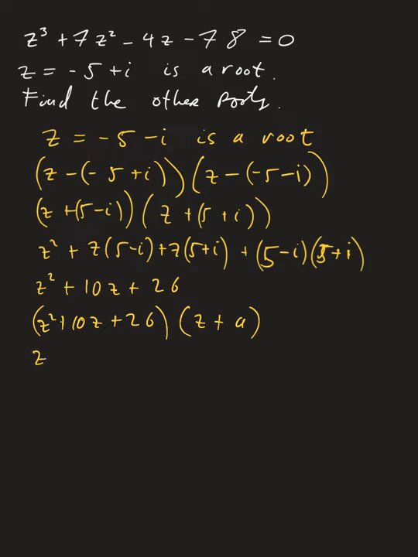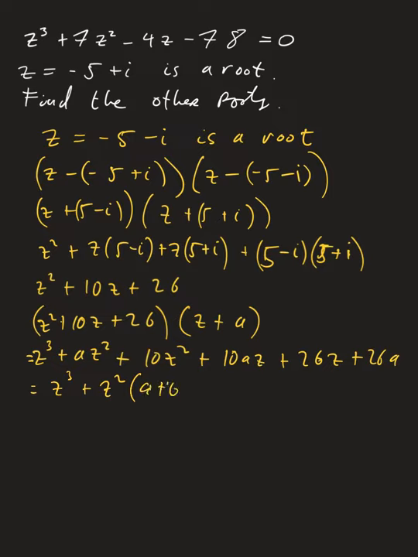So multiplying it out, we get z cubed, that's z squared times z. z squared times a is az squared. Then I'll do the 10z, 10z times z is 10z squared. 10z times a is 10az. 26 times z, and 26 times a. Now gather up the terms. I have z cubed. I have z squared times a plus 10. I have z times 10a plus 26. And I have 26a at the end.